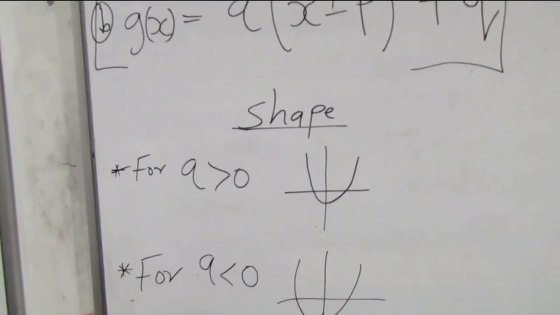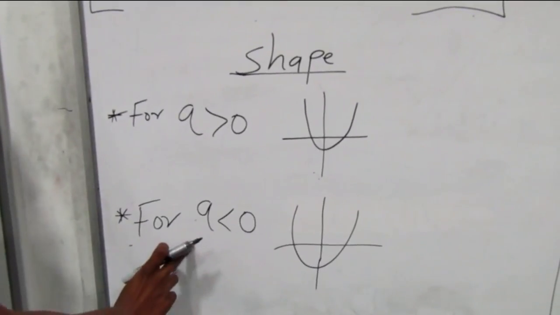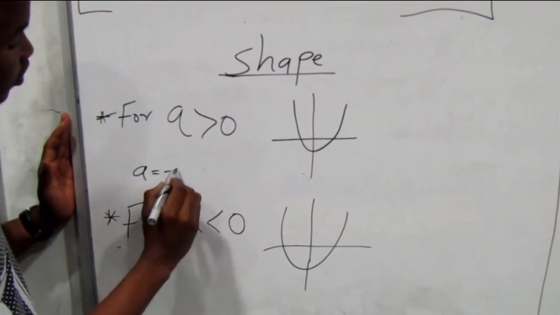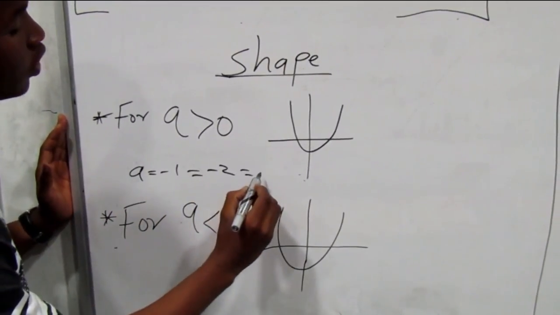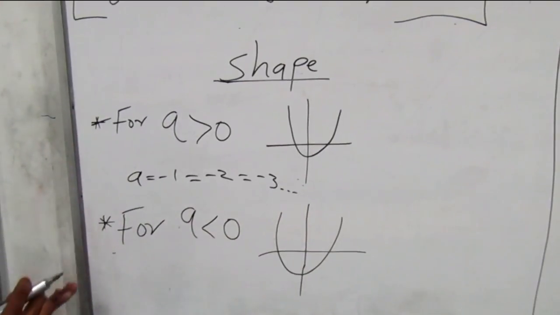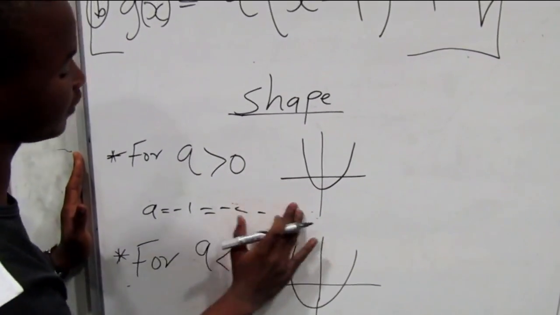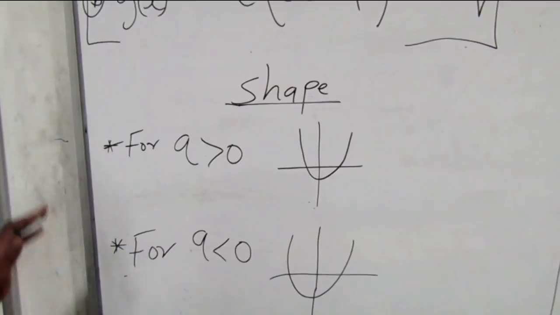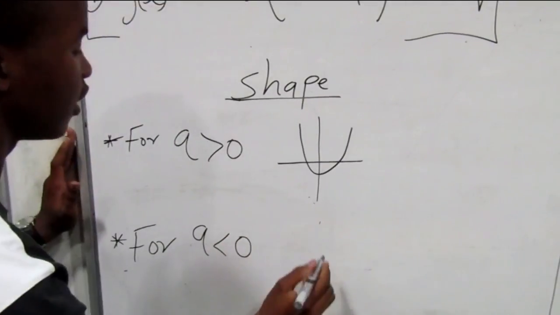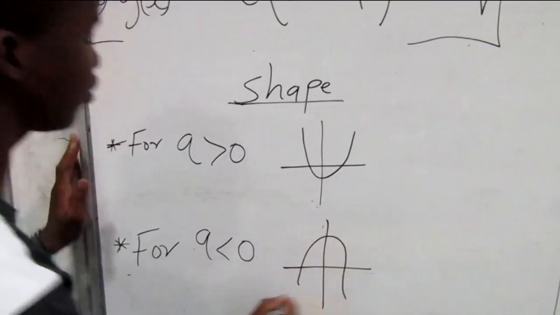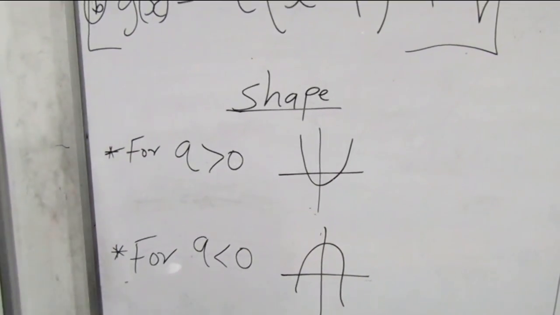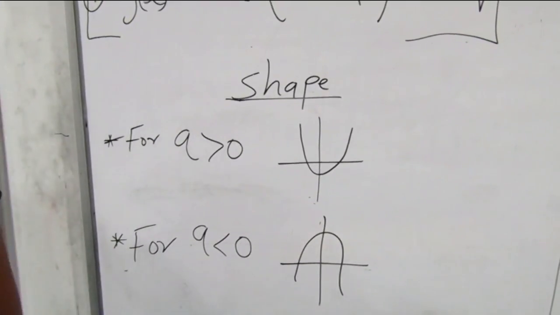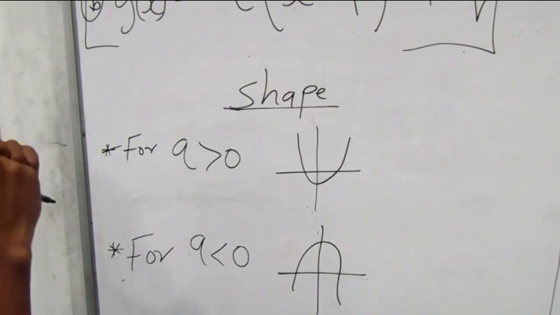Then the second principle says, for a less than 0, our a can be equal to negative 1, negative 2, negative 3, and so on. Our shape for a negative a, which is less than 0, has to be a maximum, I'm sorry, I made a mistake here, has to be like this. Always when you see your a that is negative, you need to be sad. Think about your mouth being sad.